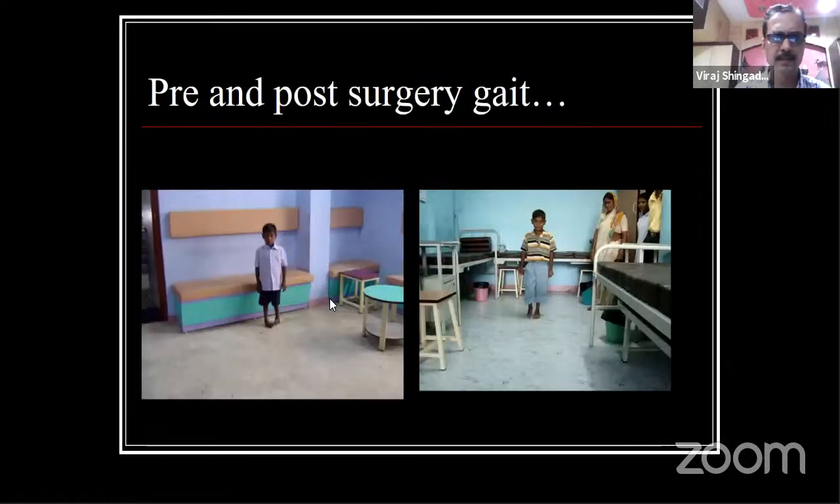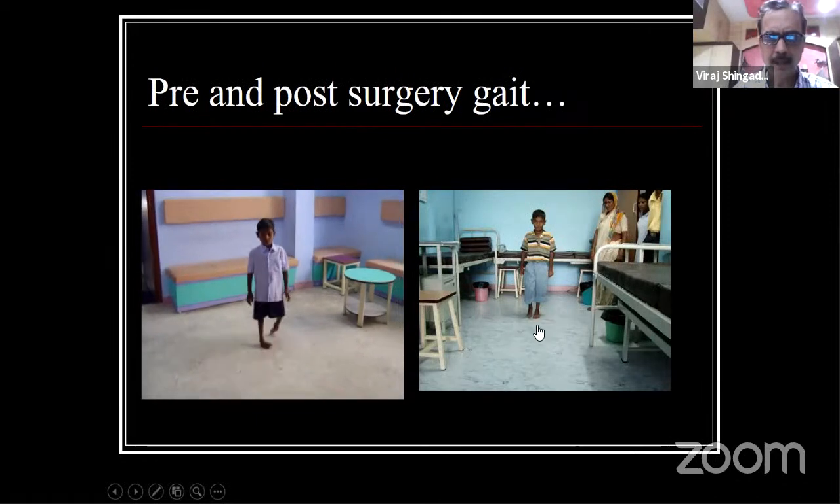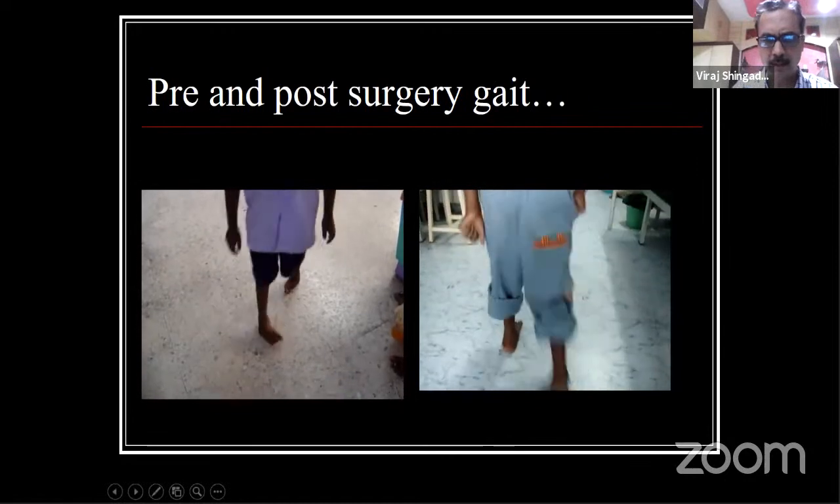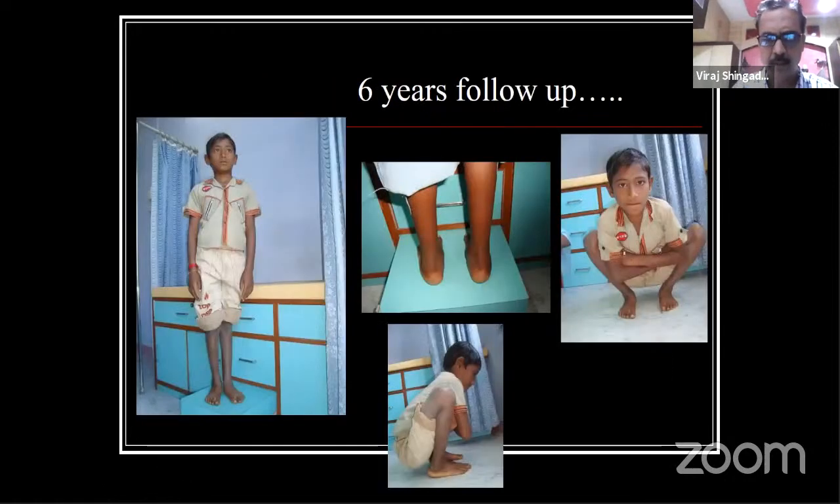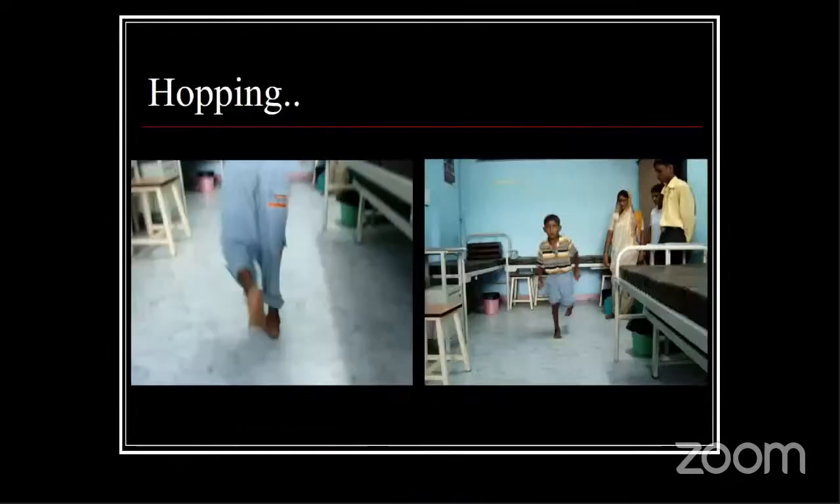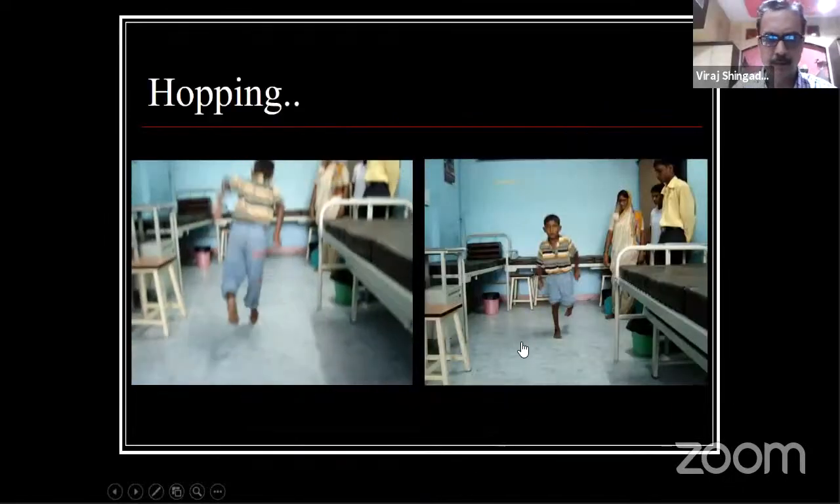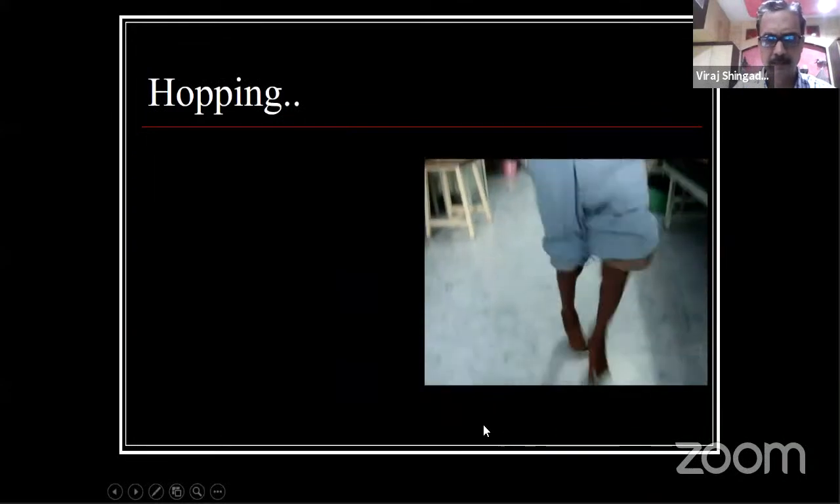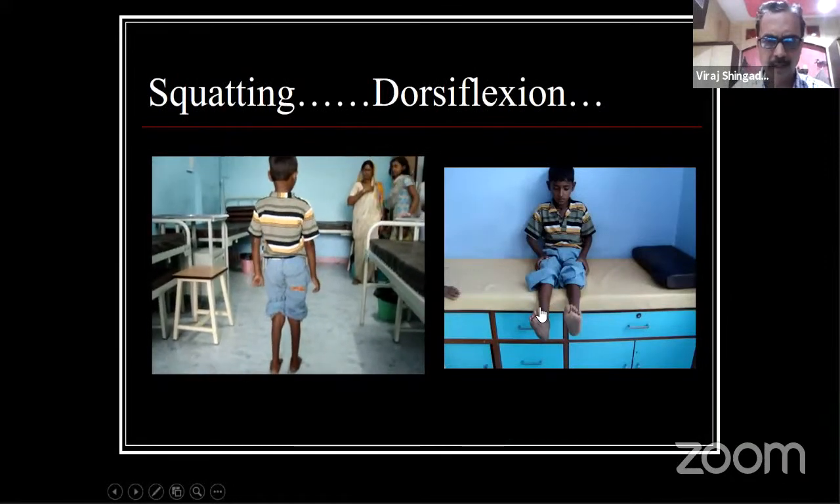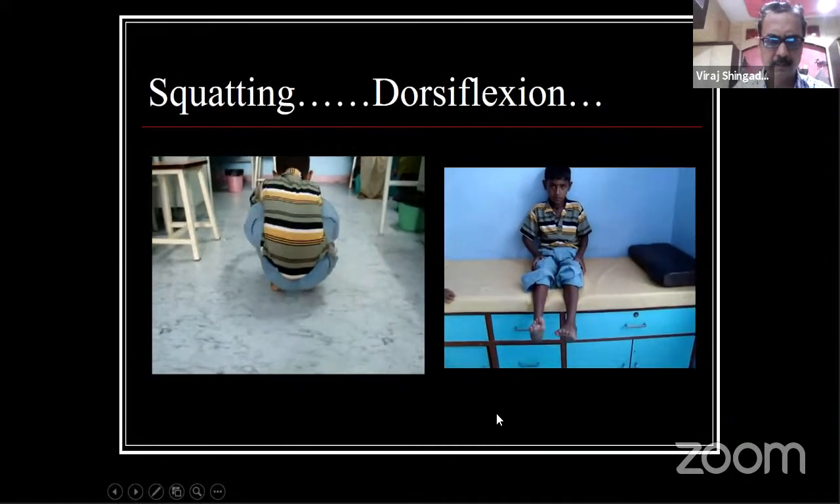So this is the gait you can see, the pre and the post-op. Now the beauty of this procedure is we are not touching the talus, as compared to the triple arthrodesis. We are preserving the talus and the subtalar joint. And because of that, you can see the mobility. The foot is very good. It is mobile, right? So we have the hopping, and then you can see the squatting and dorsiflexion. And we have very long-term follow-up of these cases.